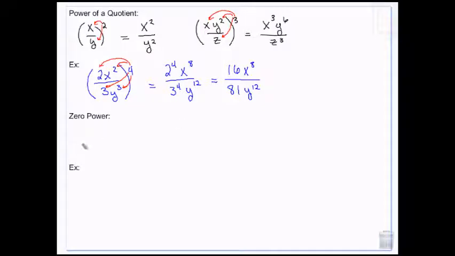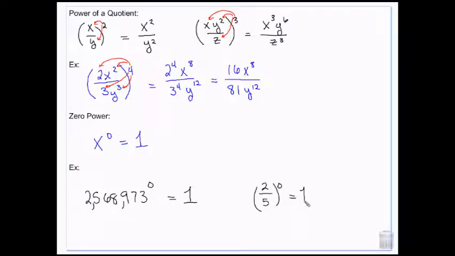Okay, 0 power is nice. Anything to the power of 0 equals 1. Always. It doesn't matter how big my number is. If I raise it to the power of 0, it equals 1. Fractions raised to the power of 0 equal 1.